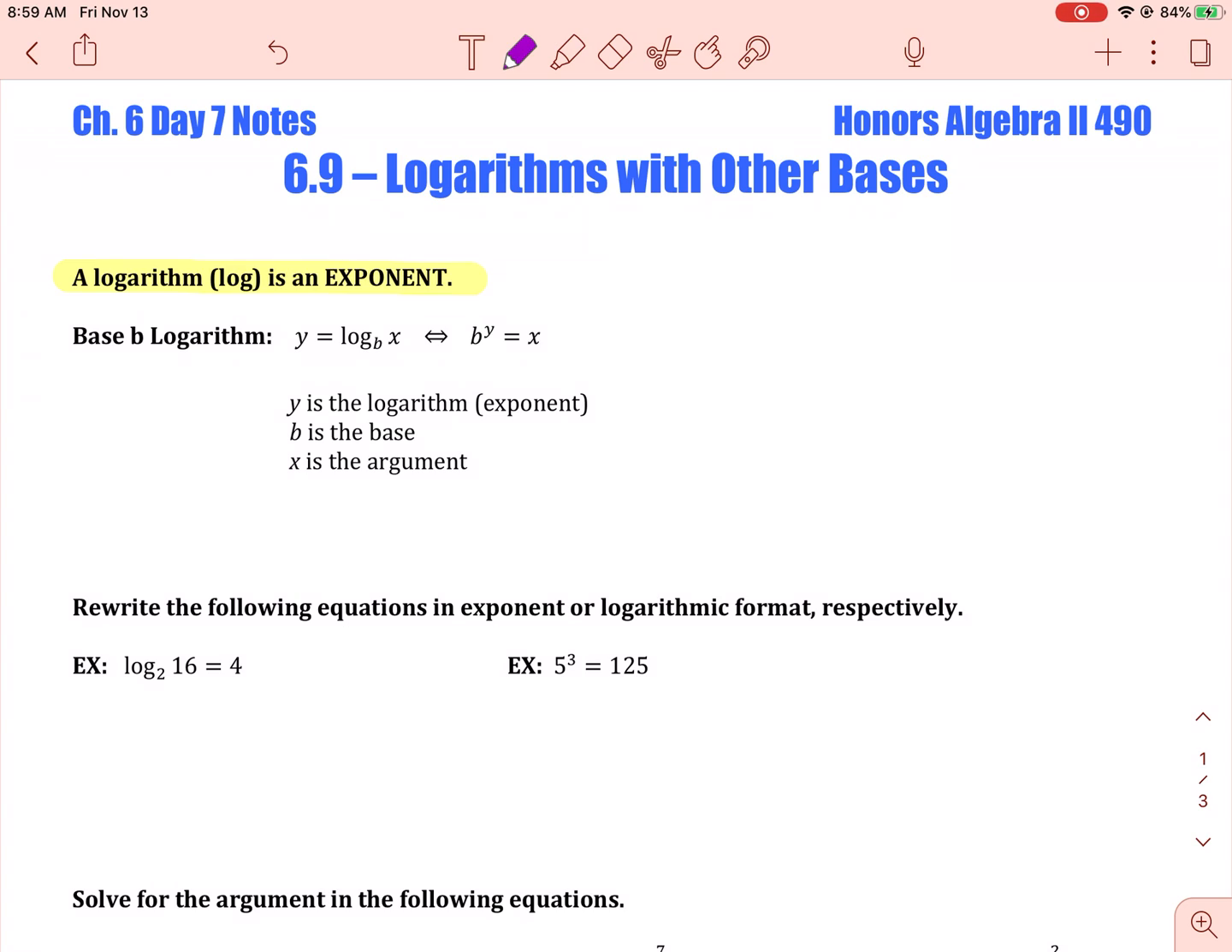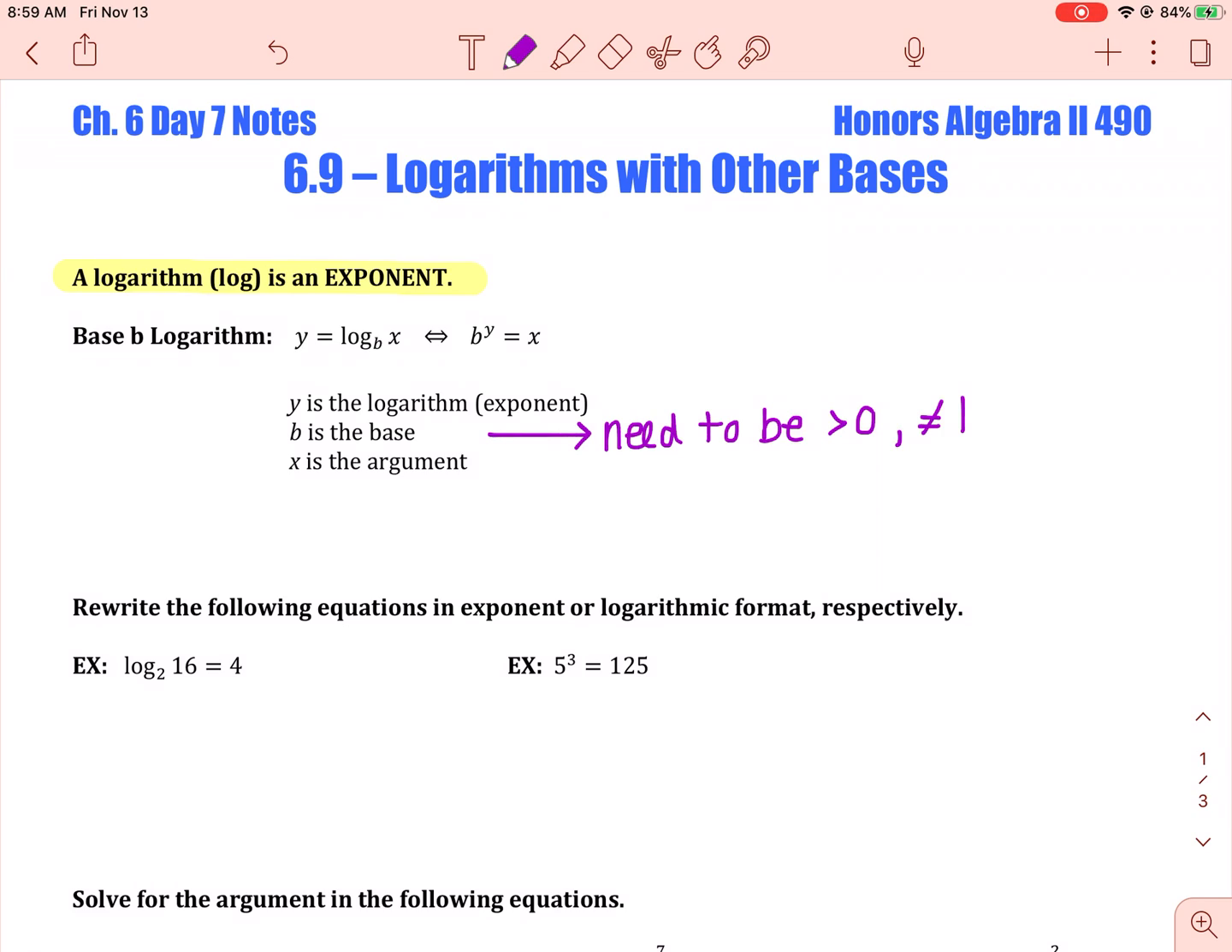Some things about the base. It needs to be positive, or greater than 0. And it also cannot equal 1. We'll do a lot of examples and I'll explain it further, but there is no log base 1.